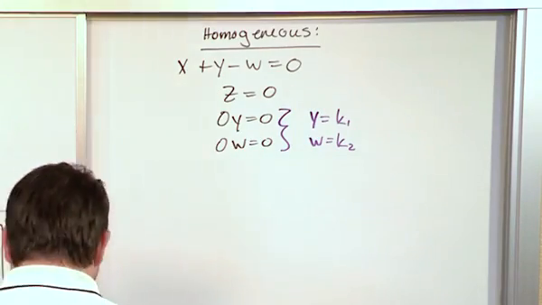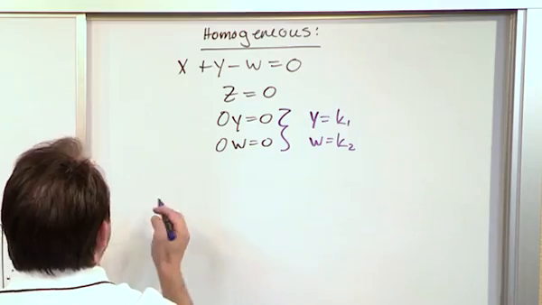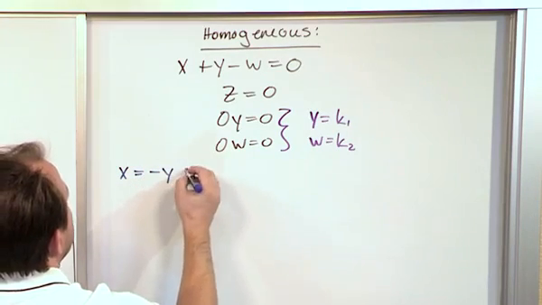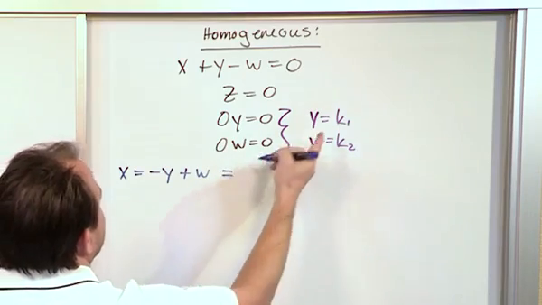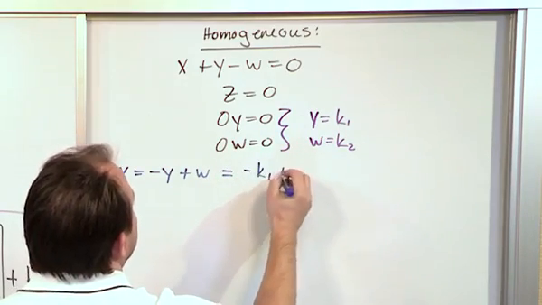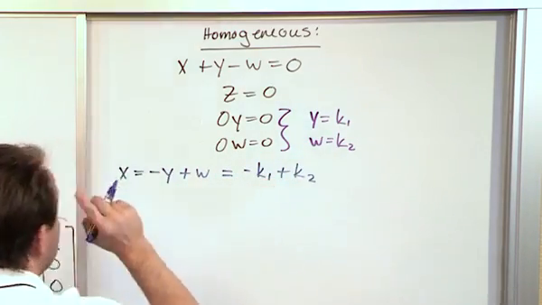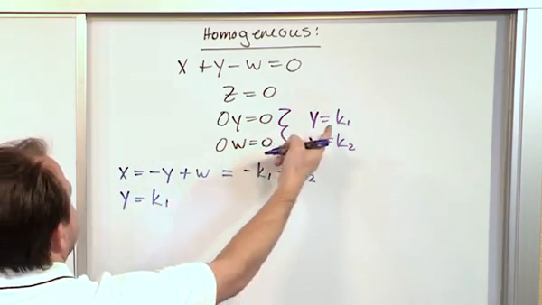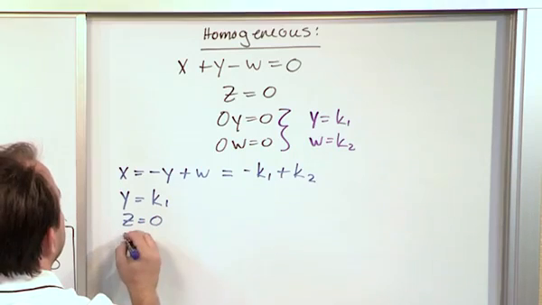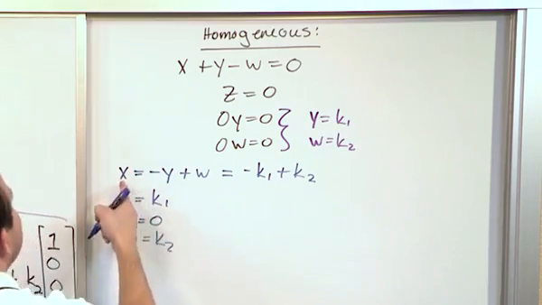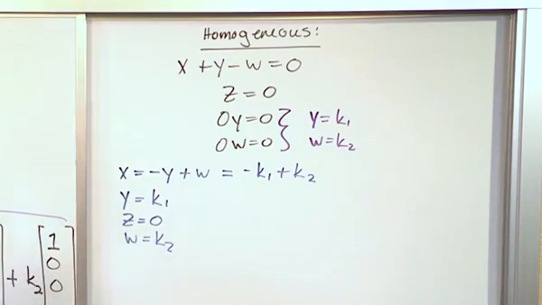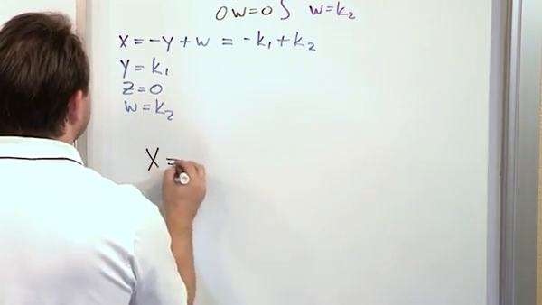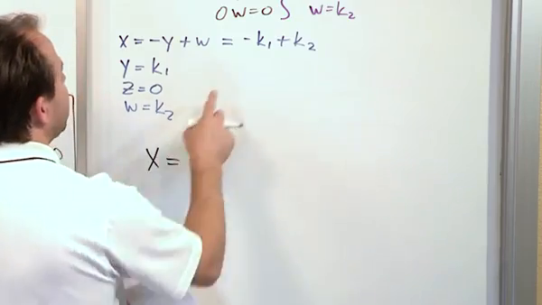So then we go and solve this top equation. X is equal to -y plus w, which is equal to -k1 plus k2. Y is equal to k1, which we get from here. Z is equal to 0. W is equal to k2. I like to write it in terms of x, y, z, w, because now I'm going to write it in terms of this matrix representation. The answer is going to be, let's first find our numbers.